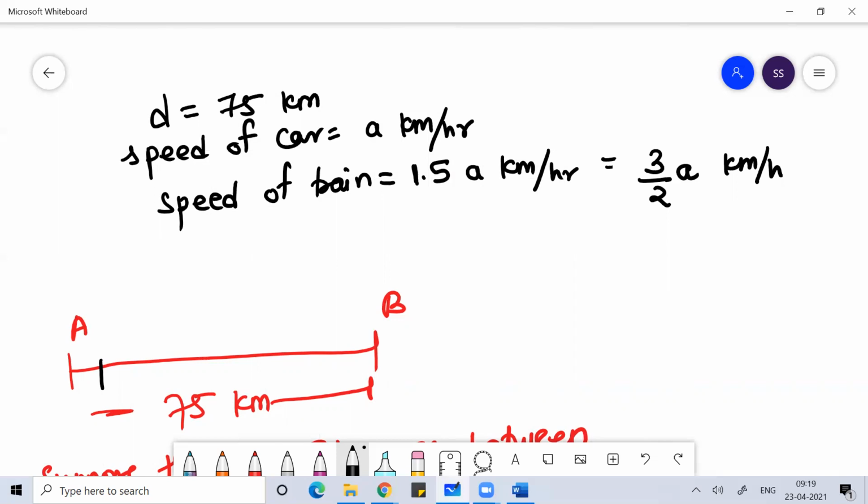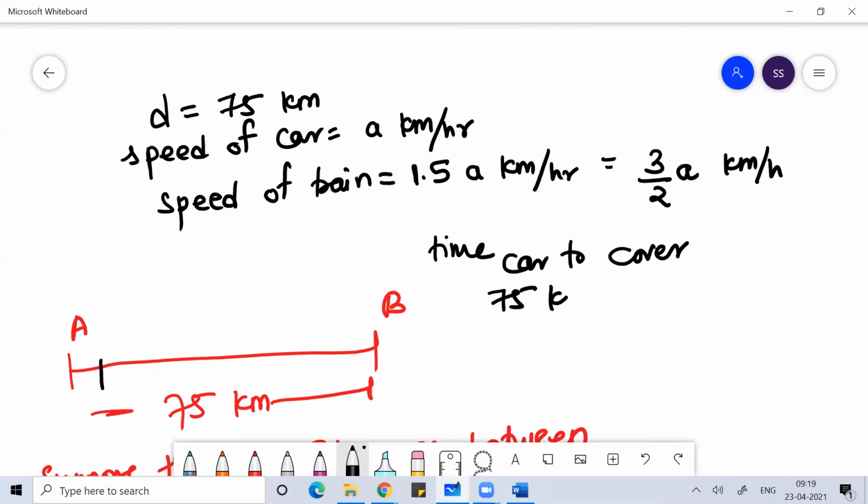So here I assume the speed of car is A kilometer per hour, and the speed of train is 3/2 A kilometer per hour. So what is the time taken by the car to cover 75 kilometers?